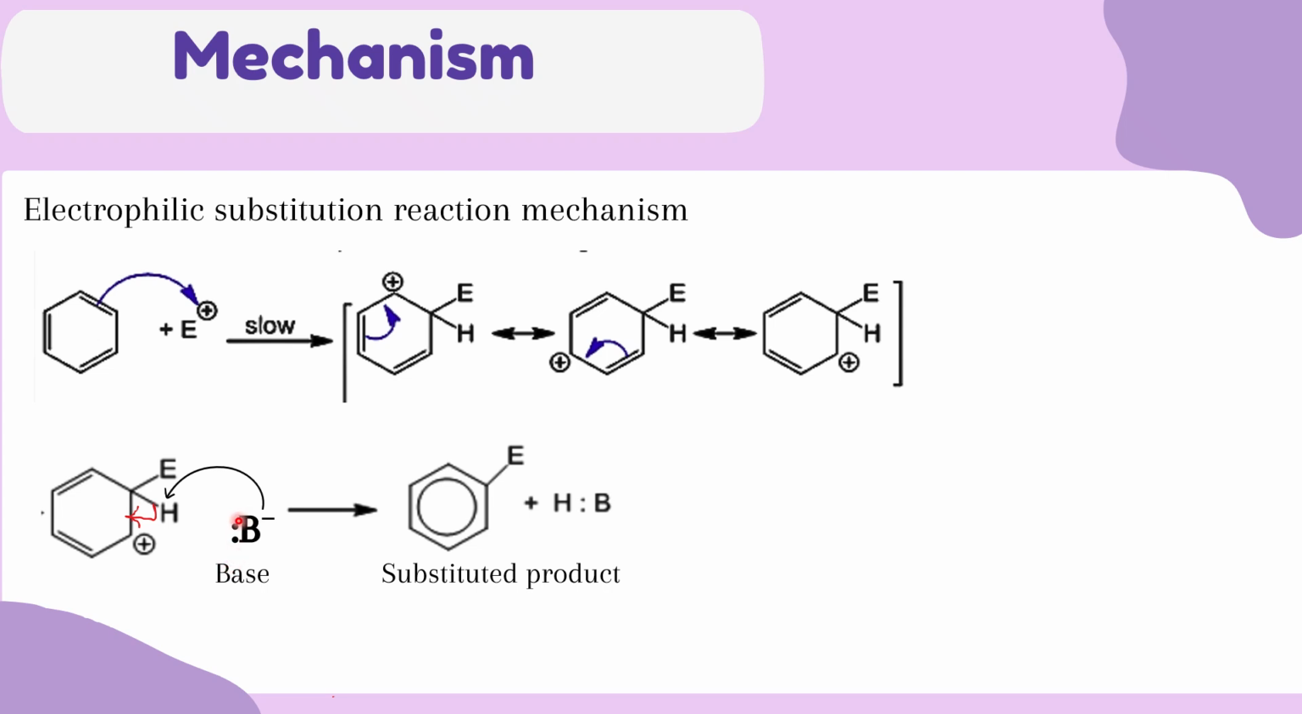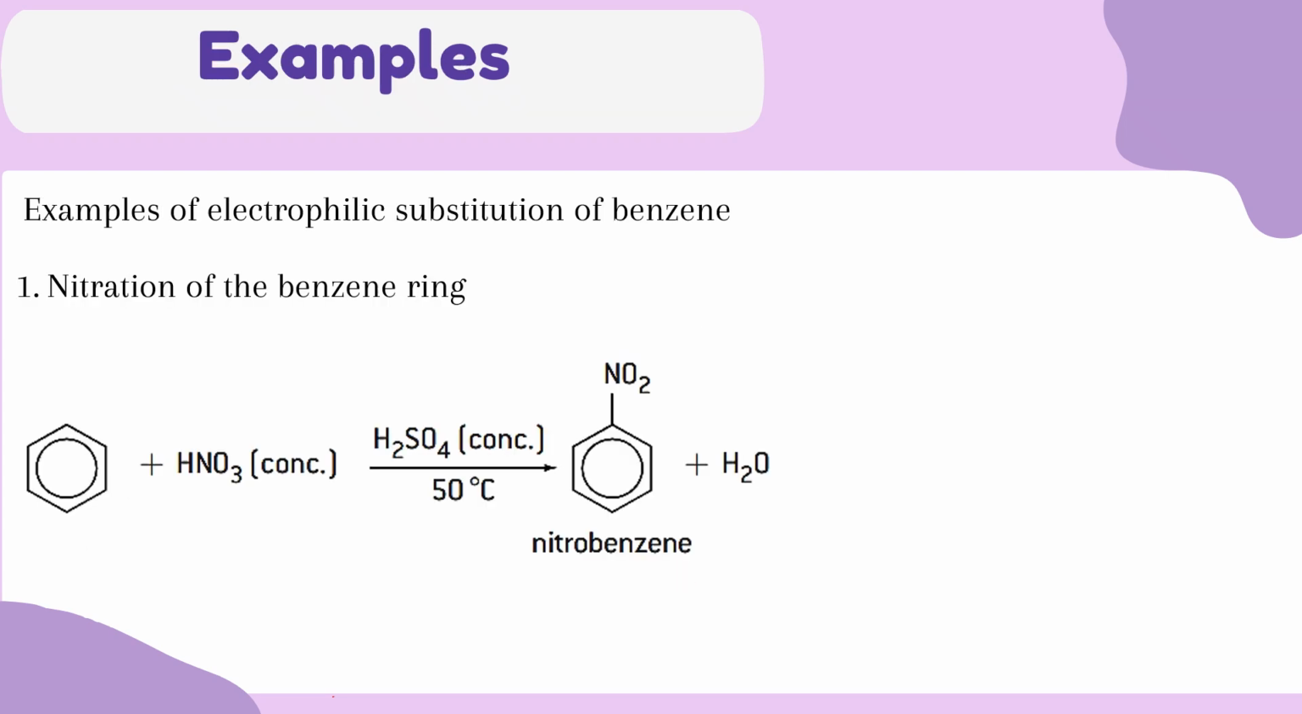Now after this, let us do the rearrangement in order to stabilize this particular carbocation intermediate. When we add a base, what will happen? This base will abstract this hydrogen and this bond will shift, or these two electrons will shift over here, and this is what we get as the substituted product. So this is the mechanism of the electrophilic substitution reaction. Now let us take an example. Here I have taken the example of nitration of the benzene ring.